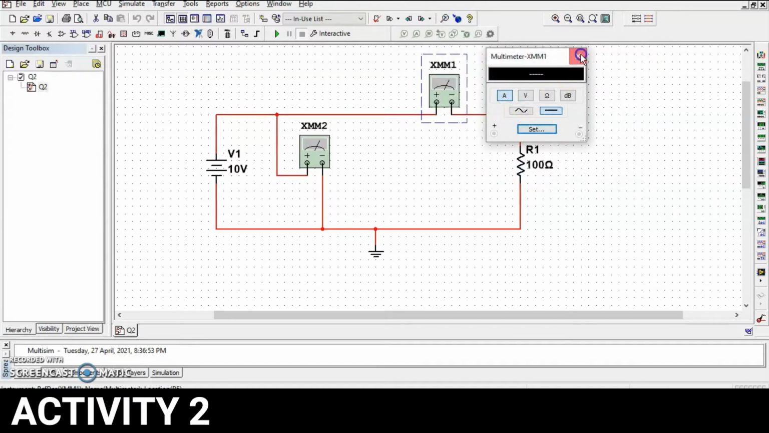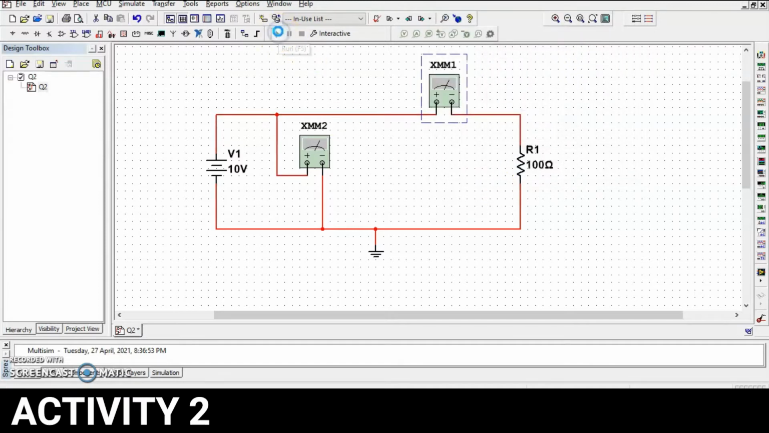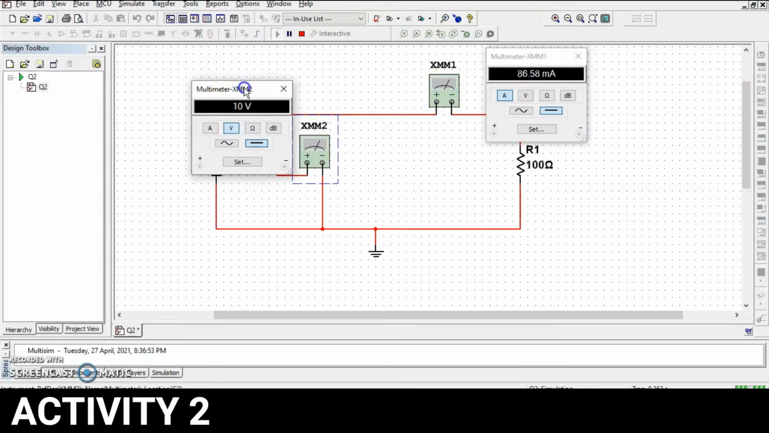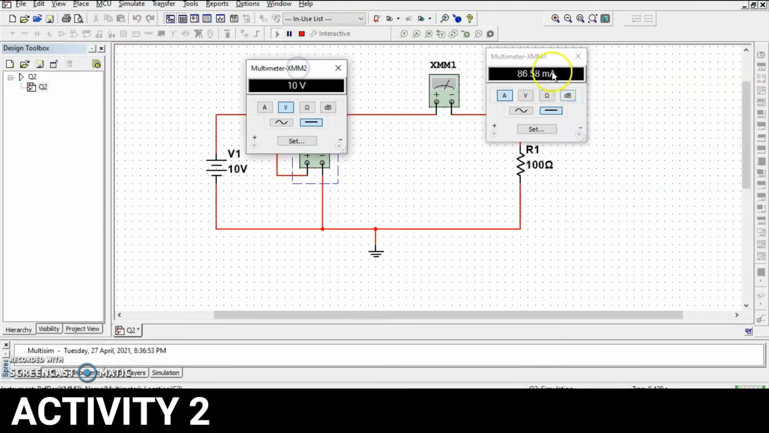And now we run the simulation. So here we get the result for current and volt. And next, you need to substitute the value of resistance according to the lab sheet given.